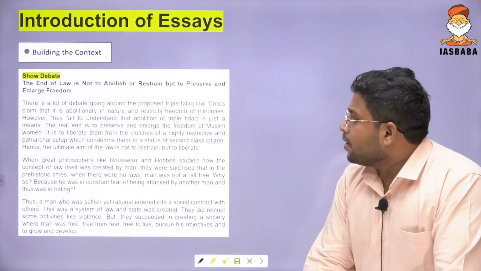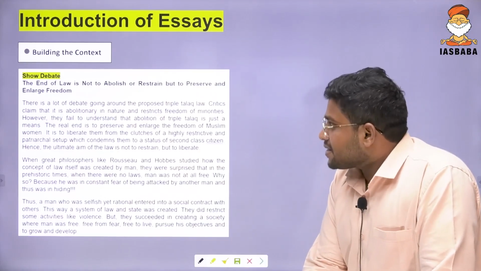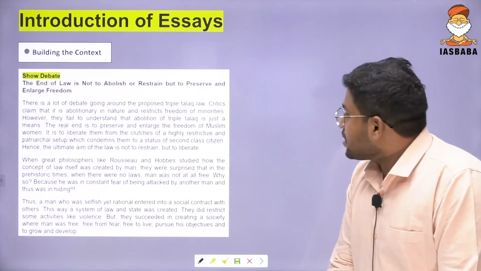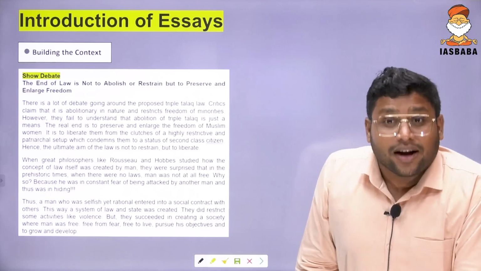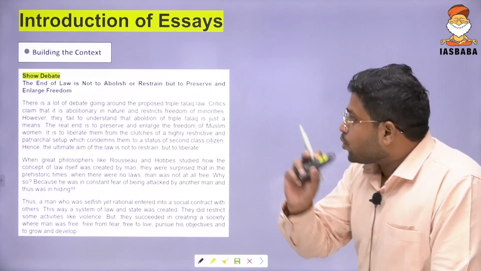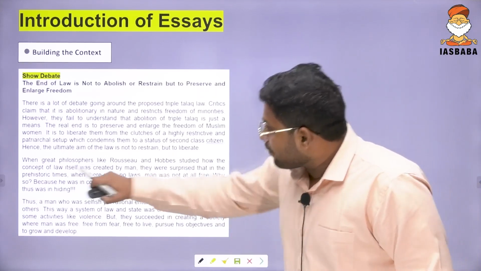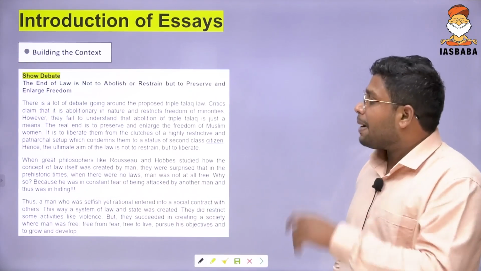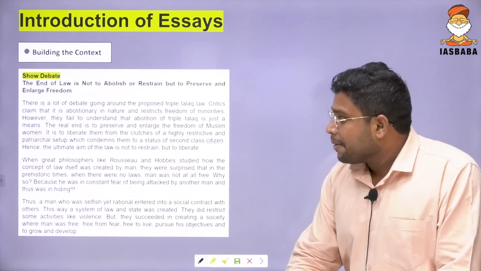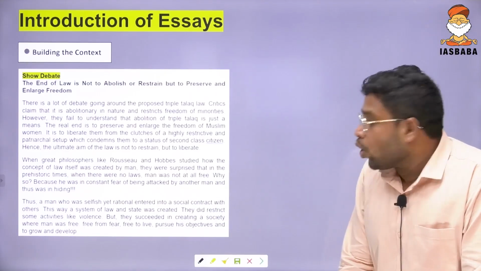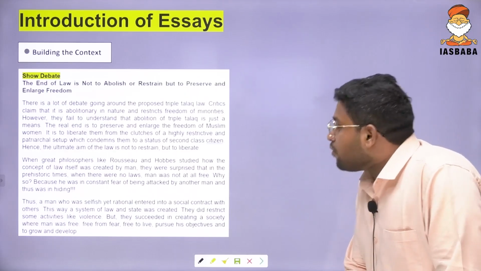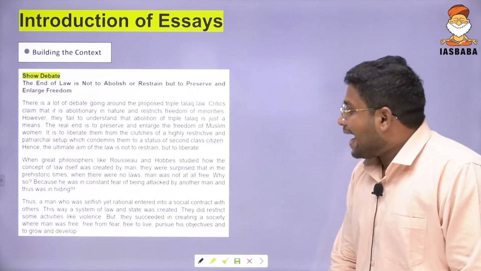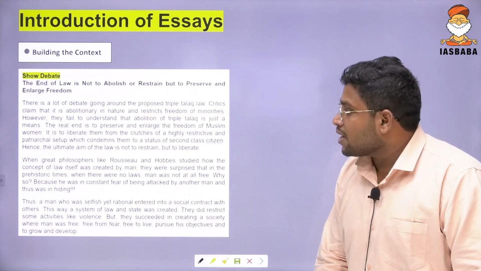it is to liberate them from the clutches of a highly restrictive and patriarchal setup, which condemns them to a status of second-class citizen. Hence, the ultimate aim of the law is not to restrain, but to liberate. When great philosophers like Rousseau and Hobbes studied how the concept of law itself was created by man, they were surprised that in the prehistoric times, when there were no laws, man was not at all free. Why so? Because he was in constant fear of being attacked by another man and thus was in hiding.